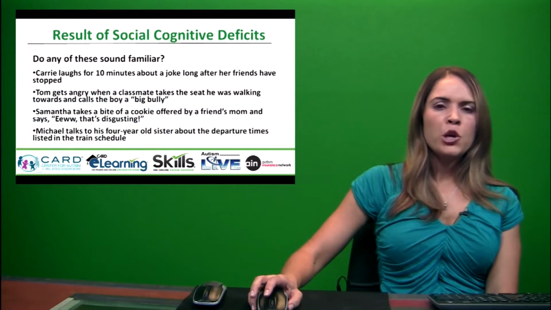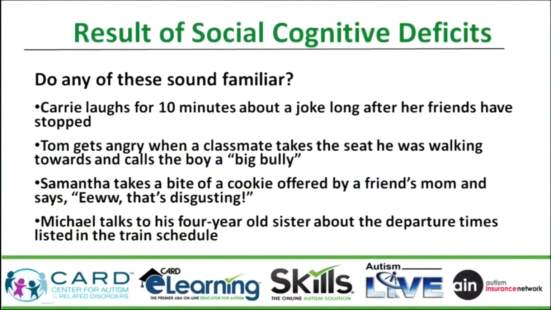Now, what happens if we don't have social cognition and we have major deficits? Let's talk about a couple examples of what kids who have these deficits do. For one, here's an example of Carrie. Carrie laughs for 10 minutes about a joke long after her friends have stopped. That's going to look a little weird, and her friends might be turned off by that, right? They think she's strange. They don't get that.